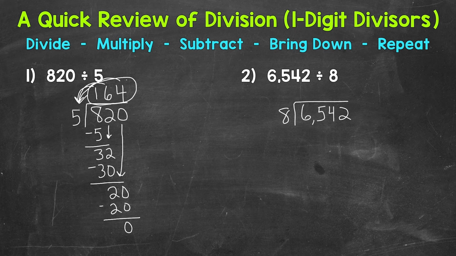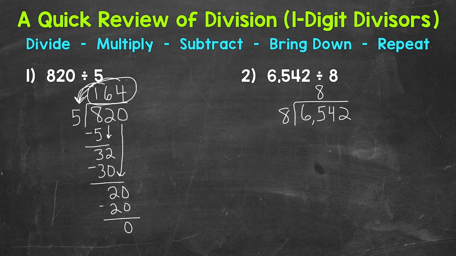So we need to take a look at the next digit over and combine that 6 and 5 to make a 2-digit number. So we're looking at 65. How many whole groups of 8 are in 65? Well, 8 times 8 gets us to 64. So 65 divided by 8 is going to be 8. And that 8 needs to go above the 65, not the 6.